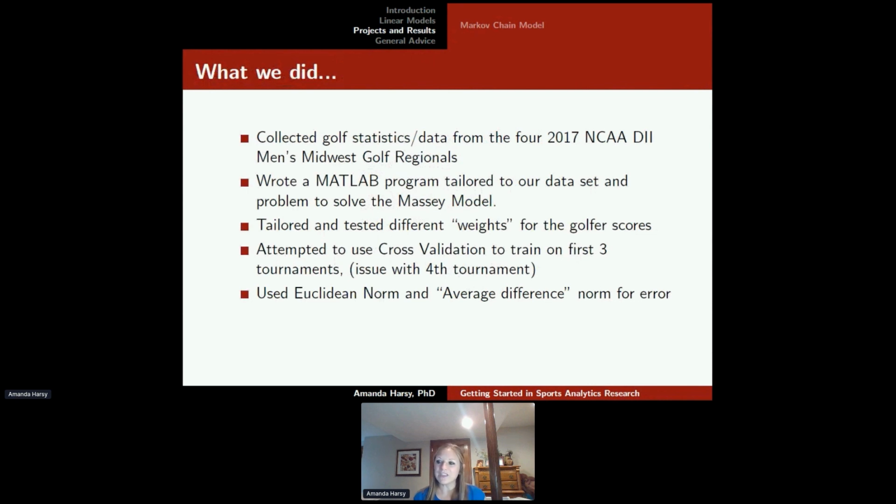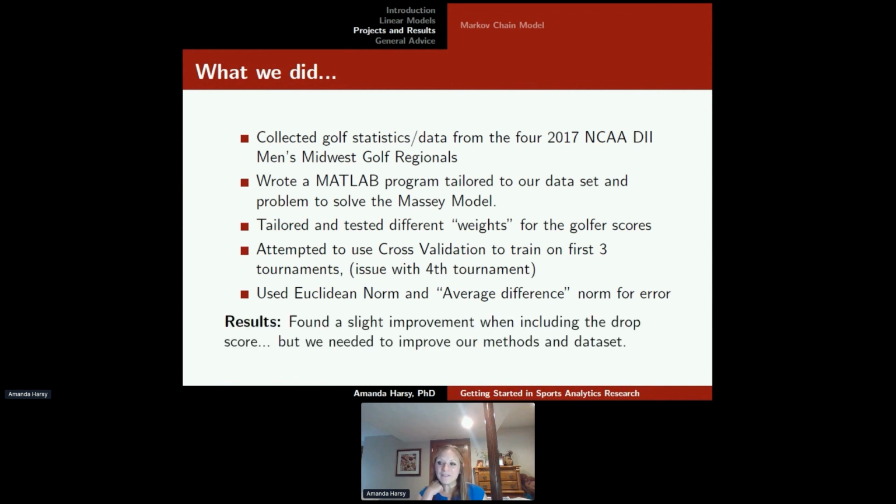One thing I want to mention here is that we were actually doing this project as the season was going, and we attempted to use cross-validation: we were going to train on the first 3 tournaments and then use cross-validation for our 4th tournament. But what happened with the 4th tournament is that it got rained out, and so it was an outlier. So that's something I would say maybe don't do. One lesson is maybe don't use data from the current season as you're working on it. They did find a little bump for incorporating the drop score, but nothing to get all hot and sweaty about.